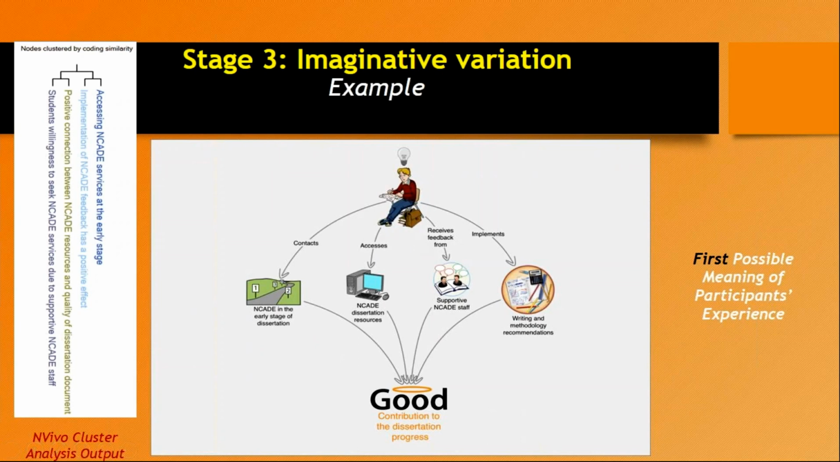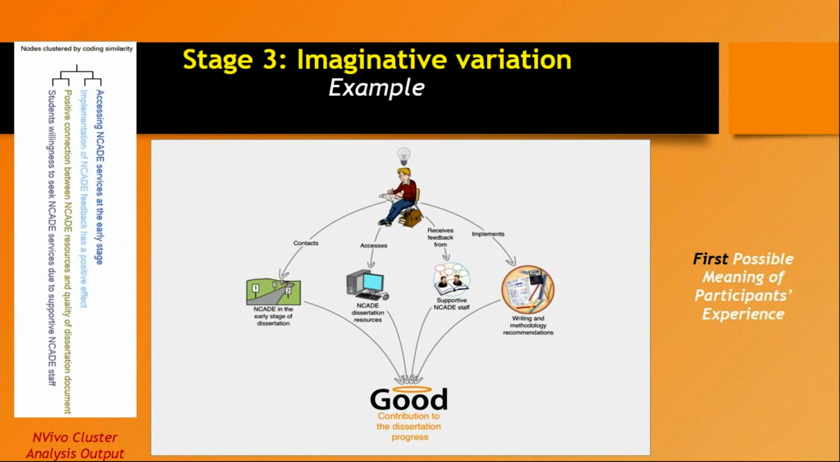So based on the 4 themes, and based on this diagram from cluster analysis, I think that when students contact NCAID at the early stage, there's high probability for them to finish on time, right? Work on their dissertation and finish on time. And if they access our resources, there's high probability. If they receive feedback, there is also high probability for them to finish. If they implement our feedback, there's high probability. So this is the first interpretation, your first meaning that you come up with.